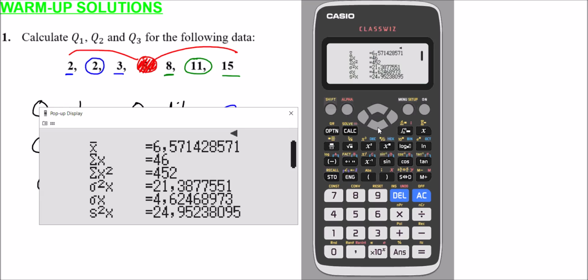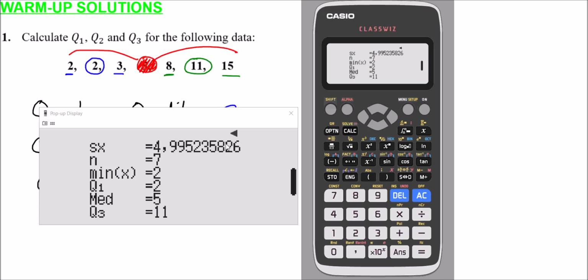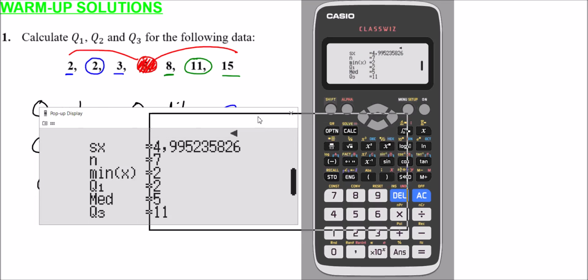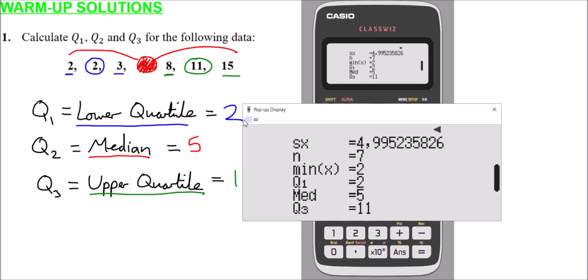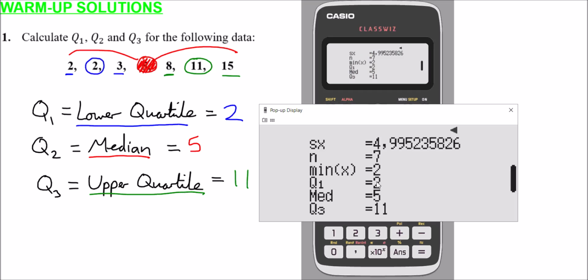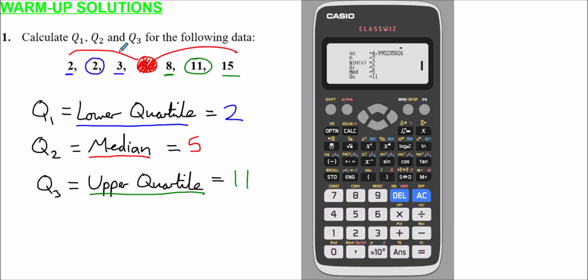But if we press down on the calculator, you can see Q1, median, which is Q2, and Q3: 2, 5, and 11. If we compare these to what we had doing it manually, 2, 5, and of course 11, it does compute exactly as the calculator would have worked it out. So let's have a look at worked example 2.